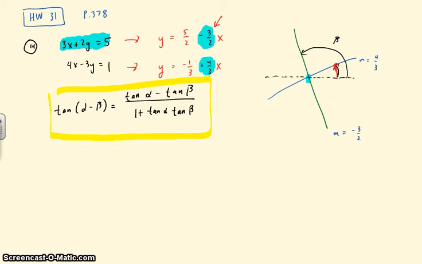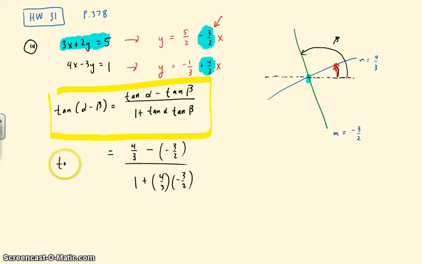So I can just use the identity. This is literally exactly what we did in class. So the tangent of alpha is 4/3, if that's the one I'm calling alpha, minus the tangent of beta, that's negative 3/2, over 1 plus 4/3 times negative 3/2. That's going to give you the tangent of the angle. Okay, so let me pause this and do some math.